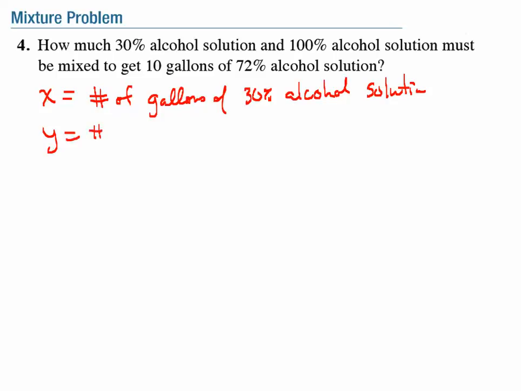Then y would be the number of gallons of 100%. So now this little 100% is going to be a little bit weird for us, but I'm glad it's on the practice problem here.